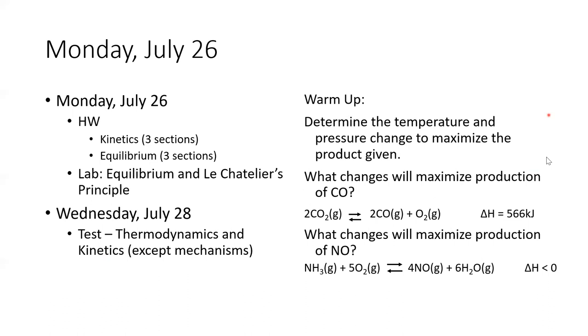And we'll look at the first reaction here first. So we've got carbon dioxide producing carbon monoxide and oxygen gas. The arrow in two directions tells us that it's a reversible reaction. And we're going to have this system at equilibrium. Okay, it tells us that the delta H is positive 566 kilojoules per mole of reaction. And we want to describe the temperature and pressure change that would maximize the amount of carbon monoxide.